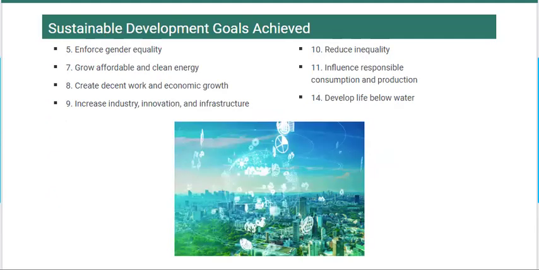Bibliography. Sustainable Development Goals achieved. 5. Enforce gender equality. 7. Grow affordable and clean energy. 8. Create decent work and economic growth. 9. Increase industry, innovation, and infrastructure. 10. Reduce inequality. 11. Influence responsible consumption and production. 14. Develop life below water.